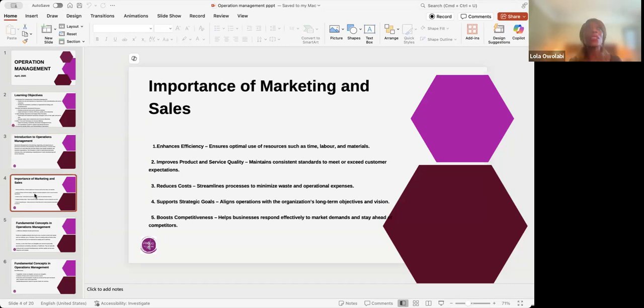Then we talk about marketing and sales. Listen, no matter how great your business or your service is, if nobody knows about you, it's a goner. You understand? So we must never underestimate the importance of marketing and sales. And what does marketing and sales do? Number one, it enhances efficiency. You've got to do your marketing mix: your product, your price, your promotion, all of that stuff. The importance of marketing and sales is that it enhances optimal use of your resources, such as time, labor, and materials. Another important thing it does is improve product and service quality, ensuring that you maintain consistent standards to meet or exceed customer expectations.